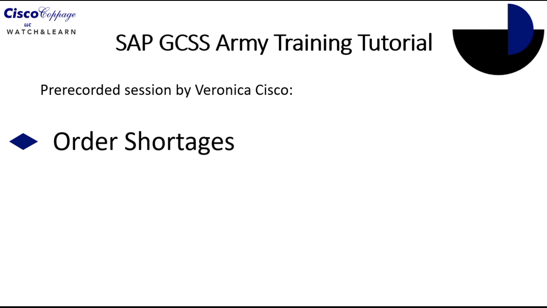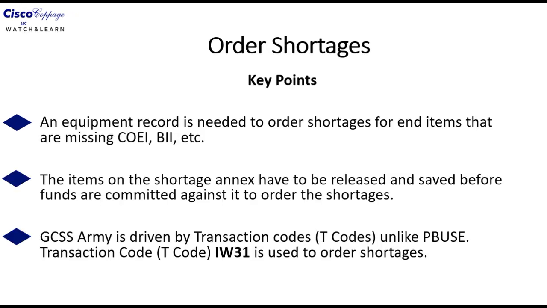This tutorial is designed to teach you how to order shortages in GCSS Army from the sub-hand receipt. Before we get into the lesson, there are some key points that need to be discussed. The first key point is that an equipment record is needed to order shortages for end items that are missing component of end items, basic issue items, etc.